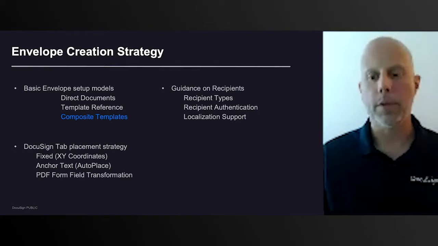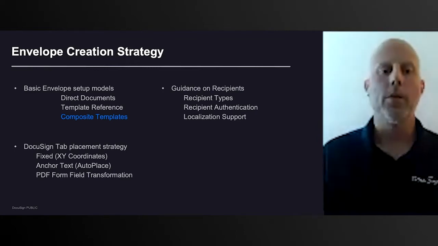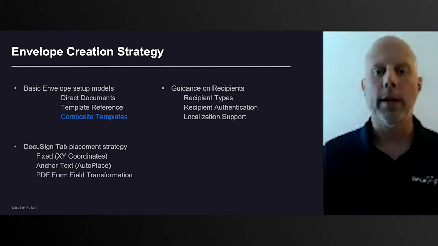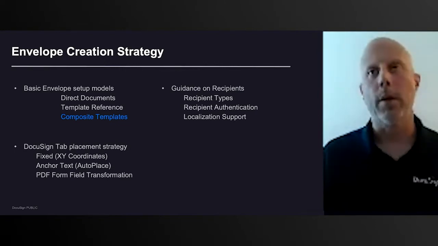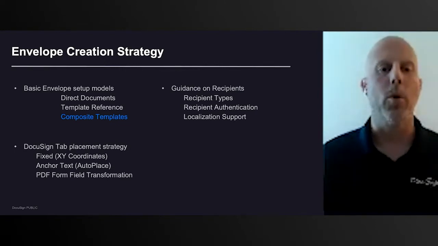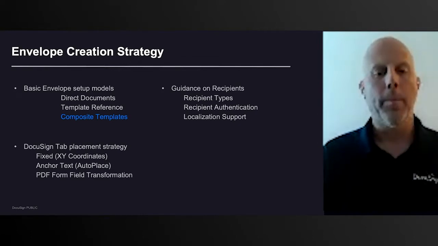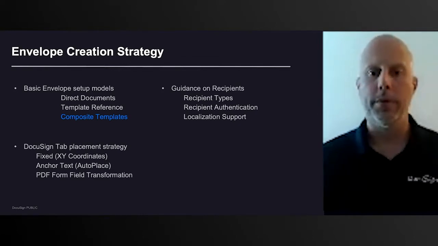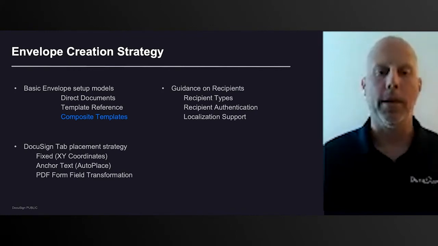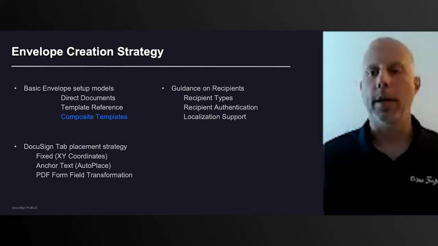The direct documents model is I'm going to create an envelope and I'm going to contribute documents directly. Multiple documents are available along with multiple recipients to build that envelope. But the limitation we've seen with this maybe in a partner integration is you're not able to use templates with that. So it is direct document contribution, building the envelope, recipients, and then sending out. But you can't bring in a DocuSign template.